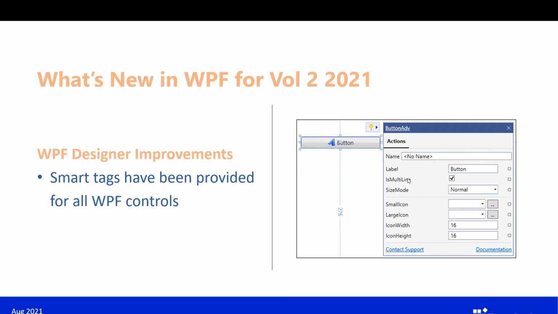Moving forward to the WPF controls, now all the WPF controls are included with smart tags. On selecting the control in the designer view, a bulb-like icon will be displayed on the top right corner. Clicking on it would open the properties of that control, which can be customized easily there. Instead of going to the properties window on the right side, the properties of controls can be edited in the design window itself.